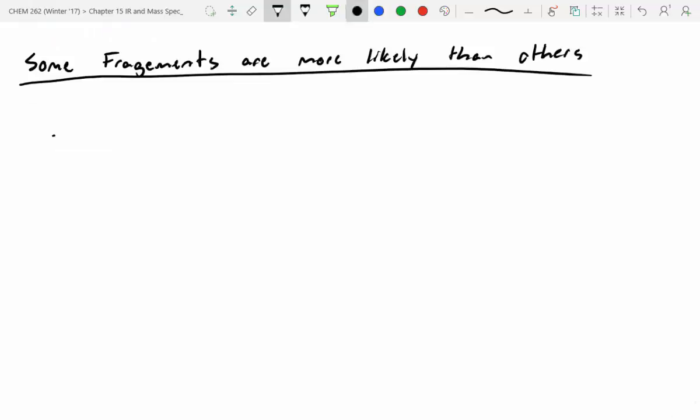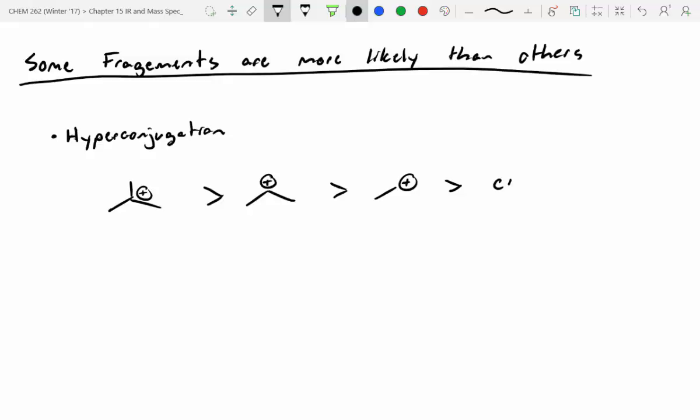And this is due to two reasons. The first is hyperconjugation. So for example, if you've got a tert-butyl carbocation, that's going to show up a lot more intensely than a secondary carbocation, and that's going to show up a lot more intensely than a primary carbocation, and that's going to show up more intensely than a methyl carbocation. So hyperconjugation, you can roughly determine which one's more likely based on how intense it is.